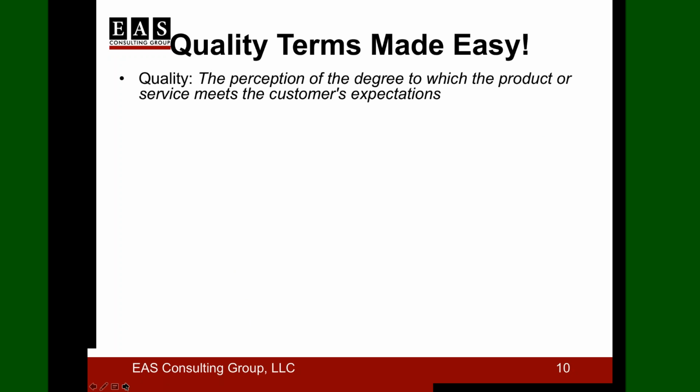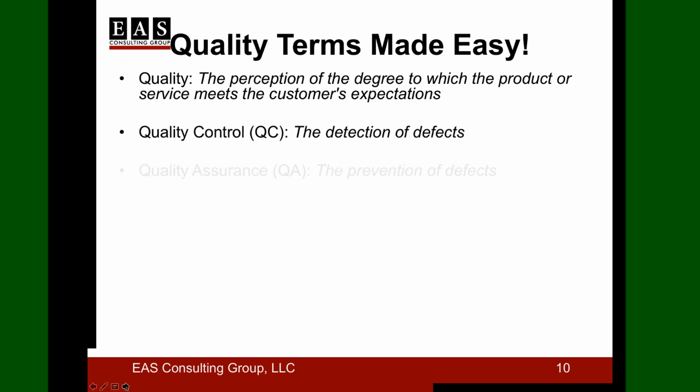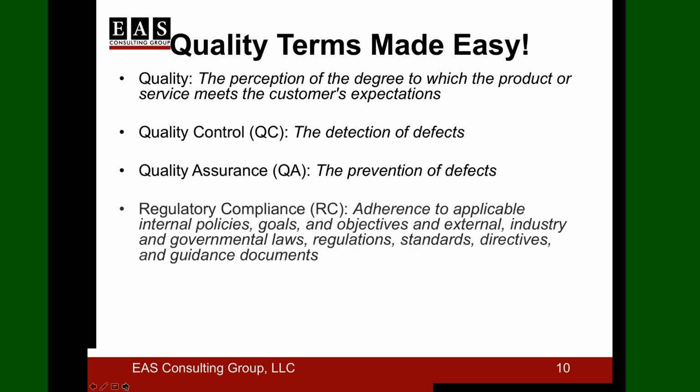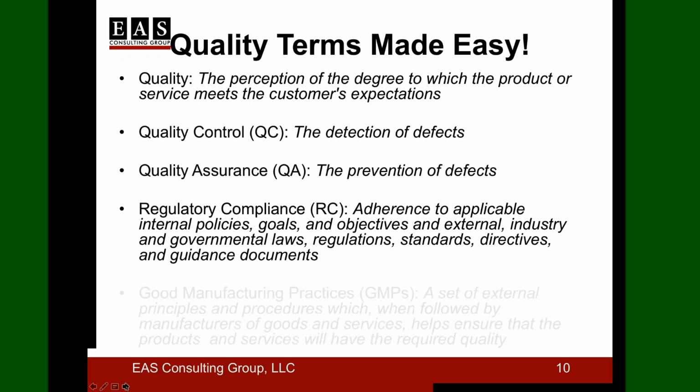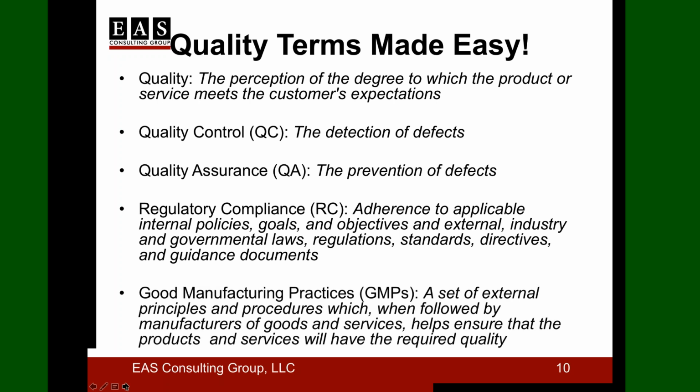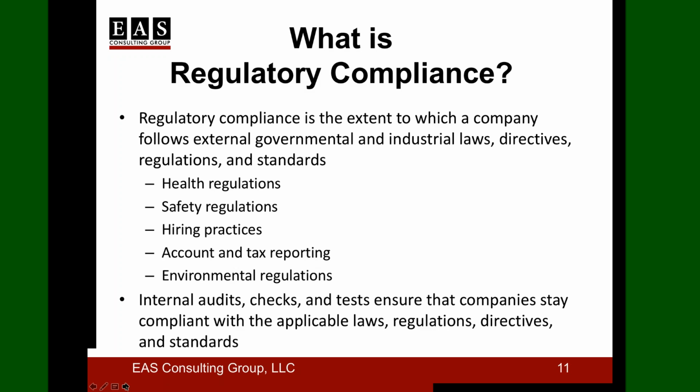Quality is perception, the degree to which a product or service meets customer expectations. Quality control is detection of defects. Quality assurance is the prevention of defects. Regulatory compliance is here applicable internal policies, goals, objectives, and external industry and governmental laws, regulations, standards, directives, and guidance. Good manufacturing practices is a set of external principles and procedures which, when followed by manufacturers of goods and services, will help ensure that the products and services will have the required quality.